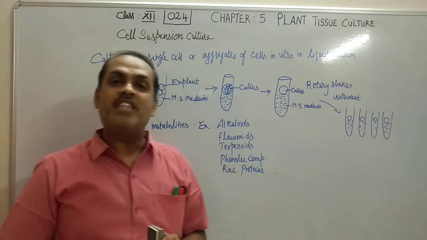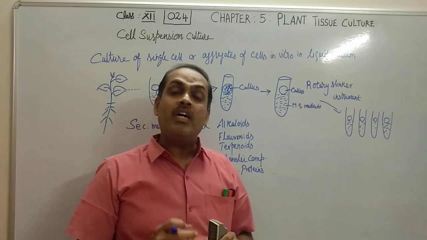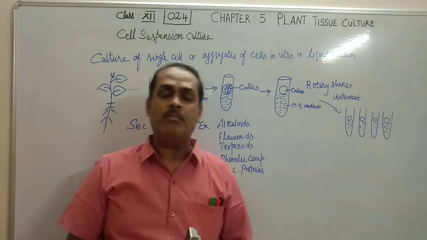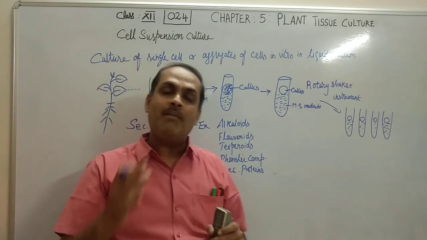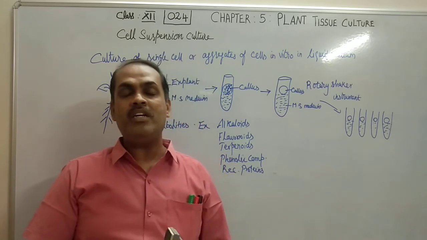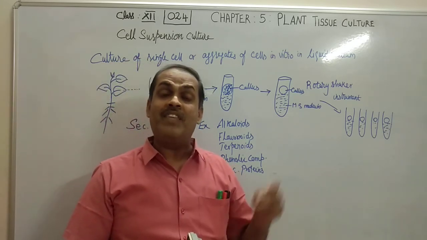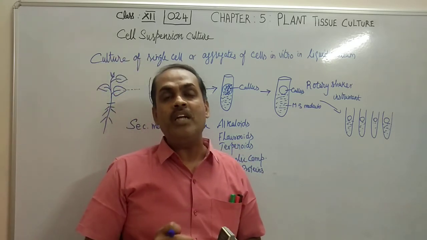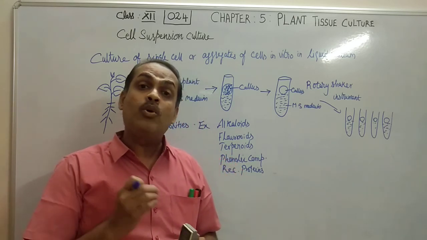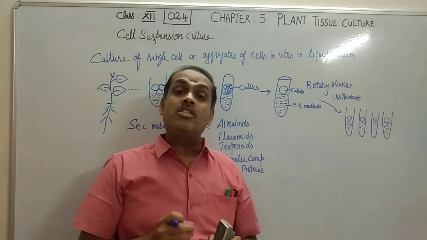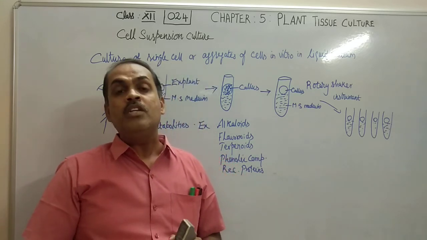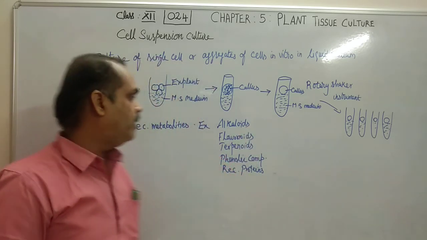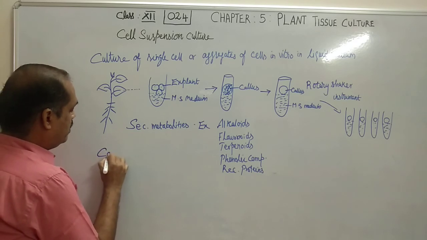But what is the meaning of secondary metabolites? Secondary metabolites are chemical substances produced as a byproduct as a result of cell metabolism. That means plants will undergo various metabolic activities. As a result of these metabolic activities, it releases a byproduct, and that is called a secondary metabolite. And is there any use for the plant? No, secondary metabolites don't have any role in the direct growth and development of the plant, but they have a lot of use for human beings. So we are interested in extracting these secondary metabolites for human use. For example, Catharanthus roseus.